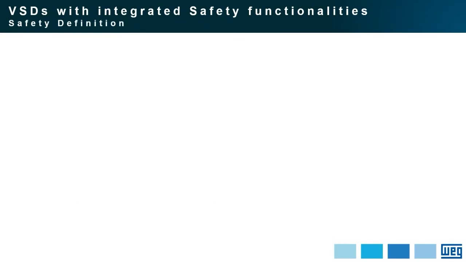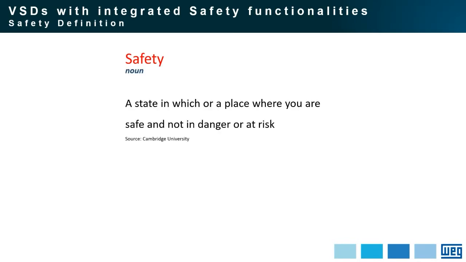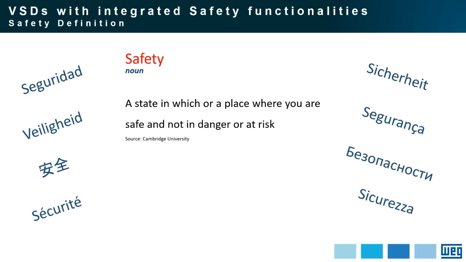First of all, what does safety mean? What is safety for you? According to the English definition from Cambridge University, safety is a state in which or a place where you are safe and not in danger or at risk. If you are not living in a country that speaks English, I'm sure that you can find other words in your language with the same definition.